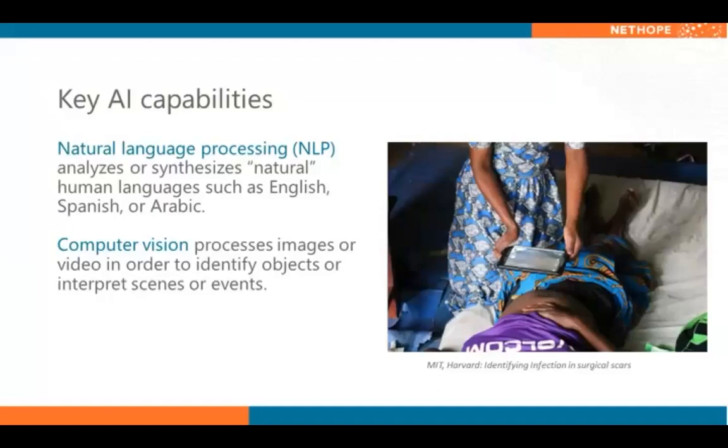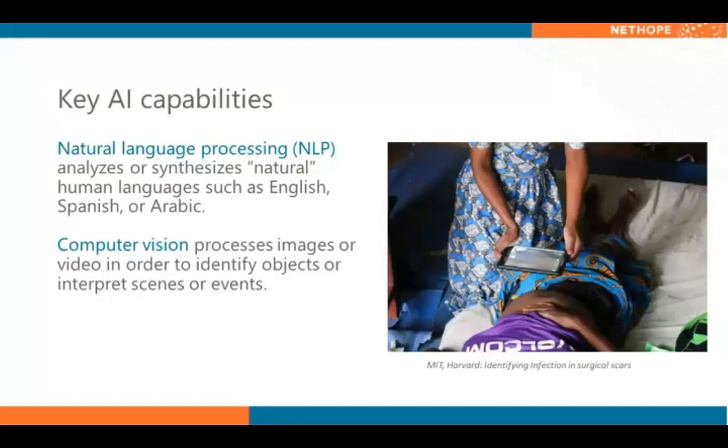Another key AI capability is computer vision. And so this is using AI to process images or video in order to identify objects or interpret scenes or events. The image on the right of the screen that you see is an example of using computer vision.